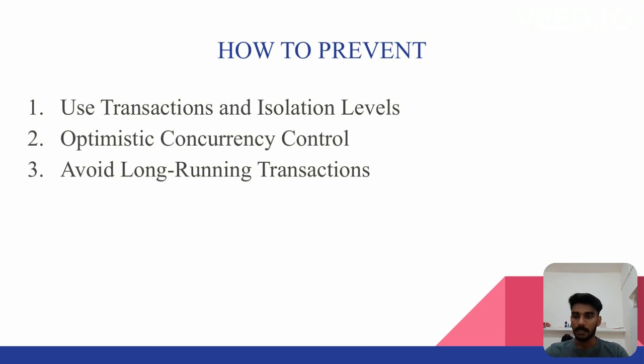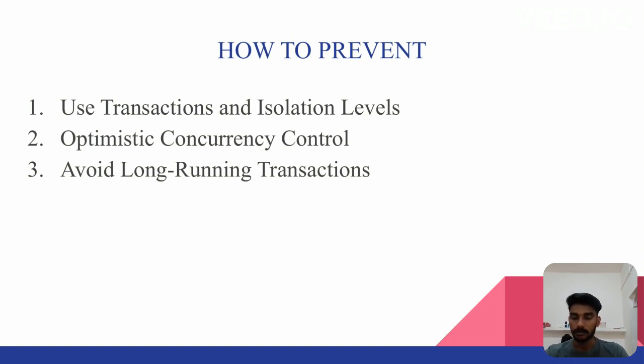And the preventive methods. Use transactions and isolation levels. Wrap database operations in transactions to ensure atomicity. Choose the appropriate isolation level for the transaction. Higher isolation levels, such as serializable, provide stronger consistency but may impact performance.